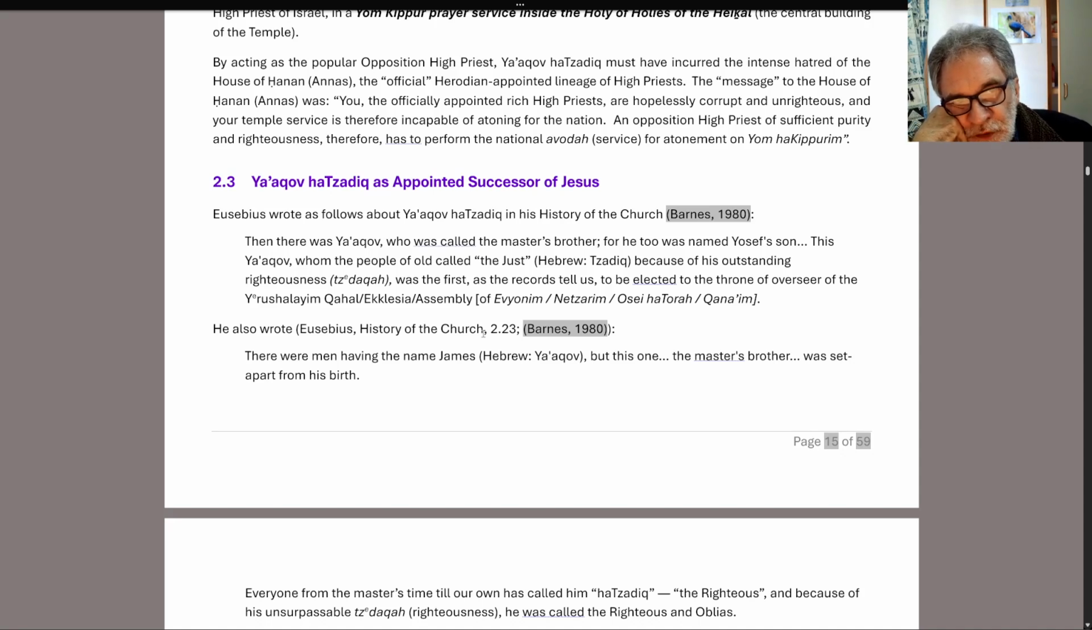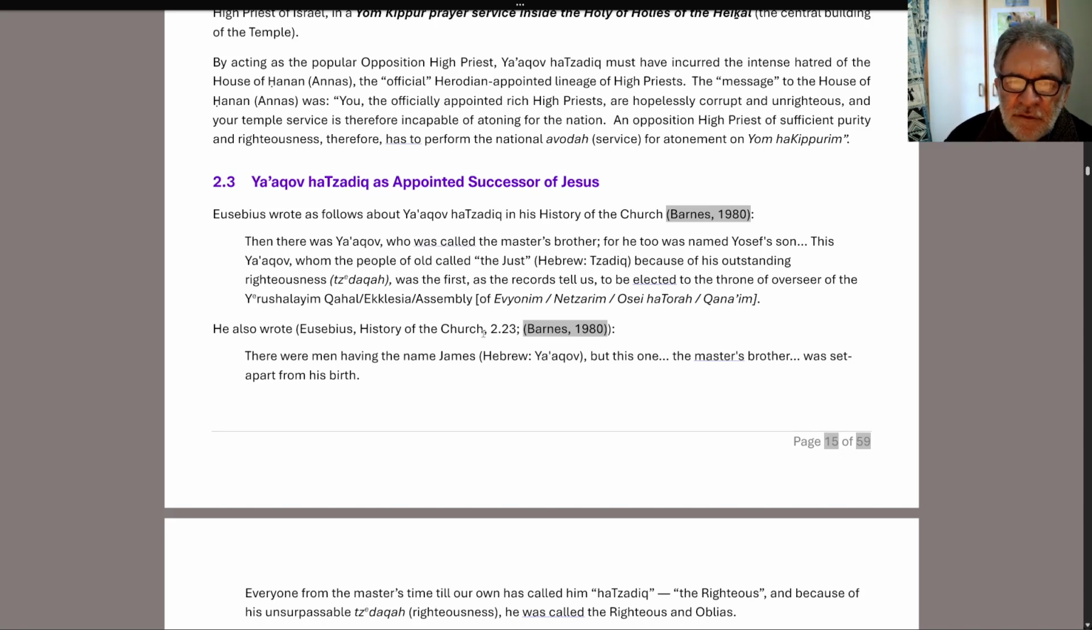Eusebius wrote as follows about Yaakov HaTzadik in his History of the Church. Then there was Yaakov, who was called the master's brother, for he too was named Joseph's son. This Yaakov, whom the people of old called Hatzadik because of his outstanding tzedakah, was the first, as the records tell us, to be elected to the throne of overseer of the Jerusalem Kahal Ecclesia of the Evionim.